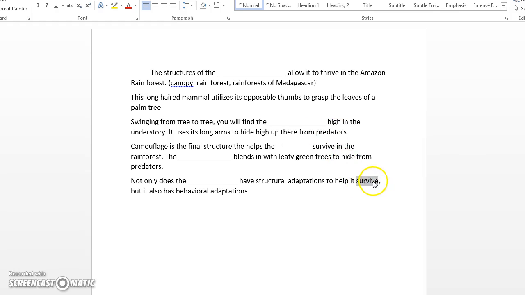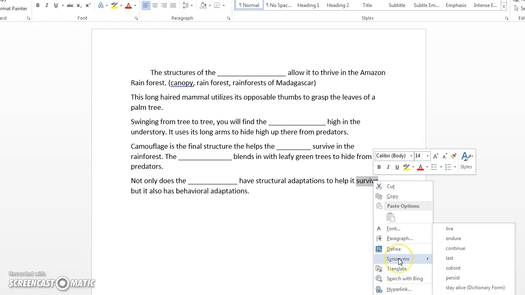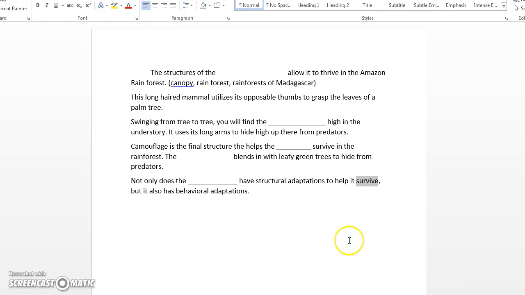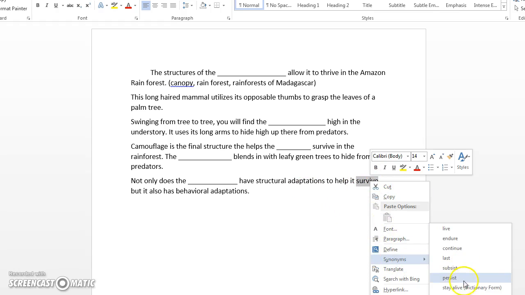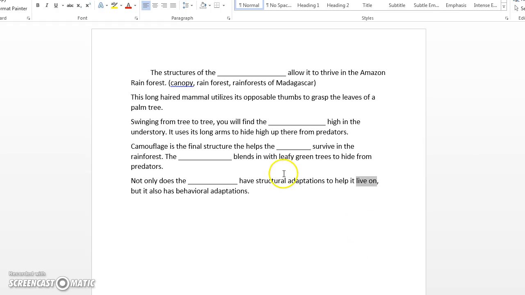Okay? And just watch out for saying the word survive so many times. You could use a different word, so I'm going to look it up right now. A synonym for survive could be live, endure, continue, stay alive, live on. I'm going to change it. Let me see. Watch this trick. You do synonyms, and then, I picked this one. Not only does the blank have structural adaptations to help it live on, but it also has behavioral adaptations. Okay? So press pause and write your conclusion sentence.